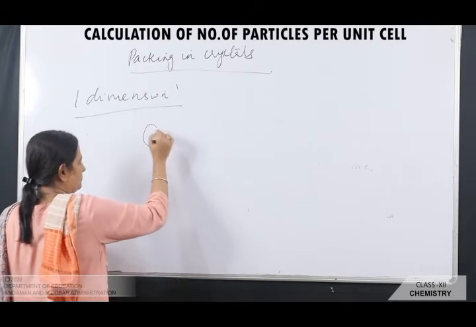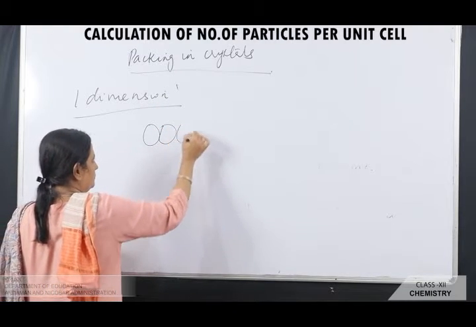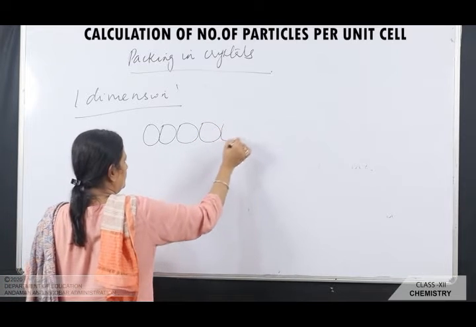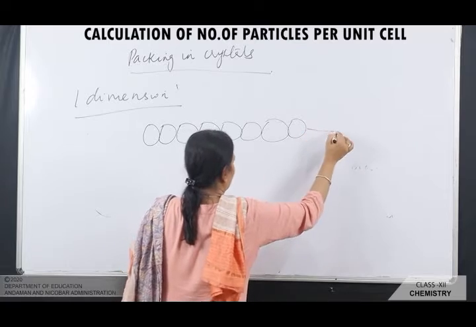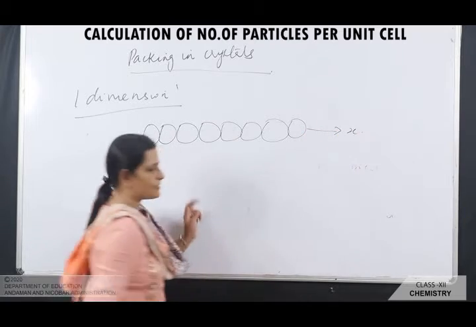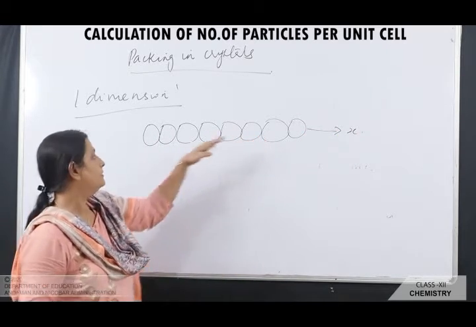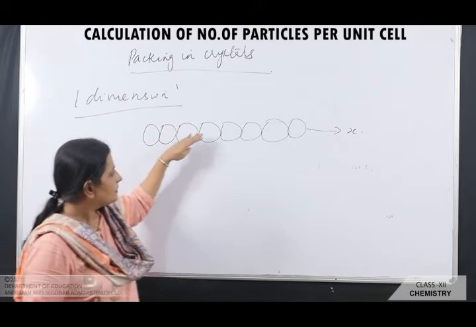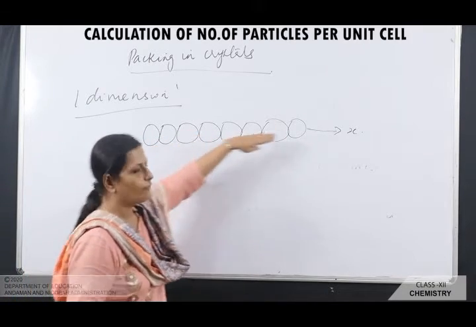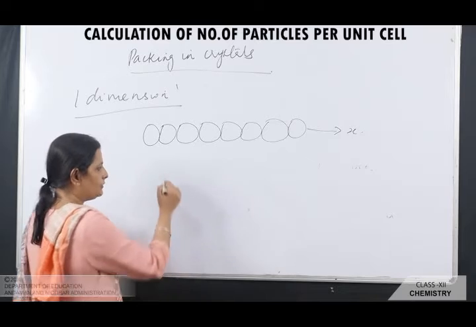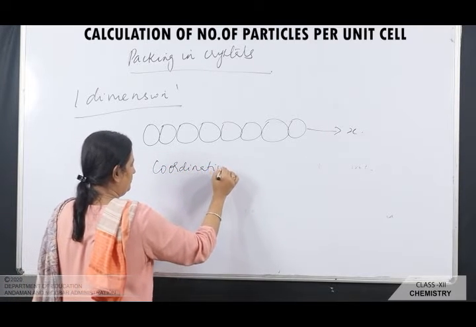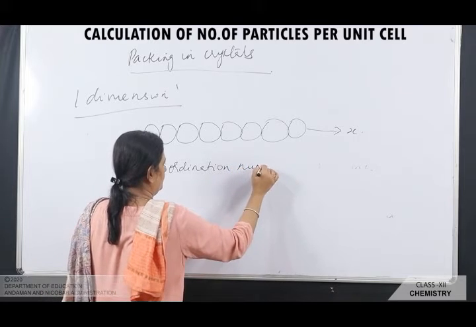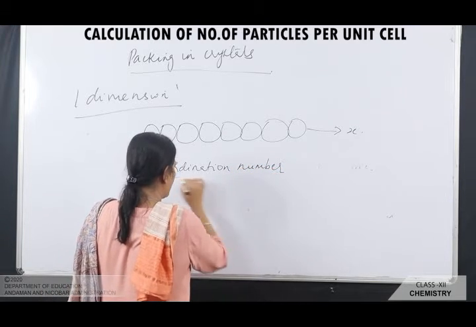See here. So here the spheres are packed in only 1 axis, that is the x-axis. Each sphere is touching the other. So this is in 1 dimension. Now here you have to be familiar with one more term, that is coordination number. Now what do you mean by coordination number?